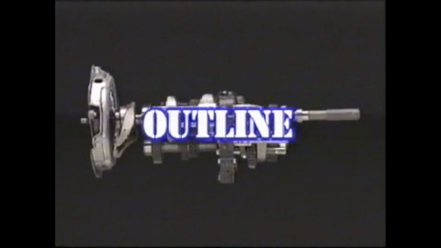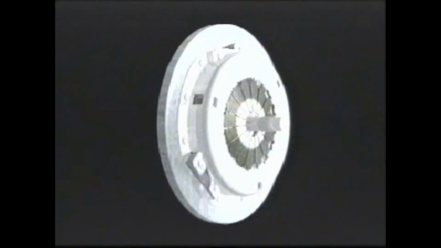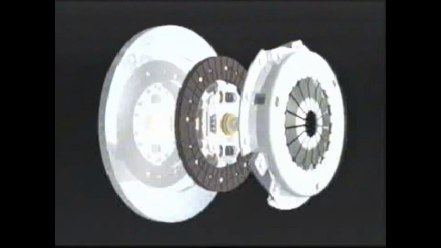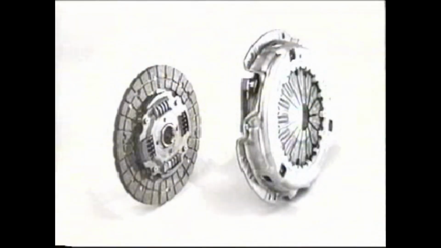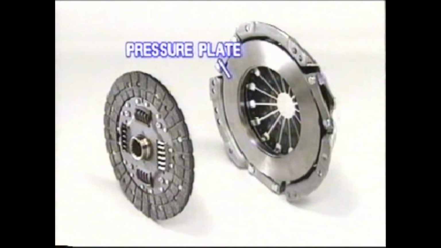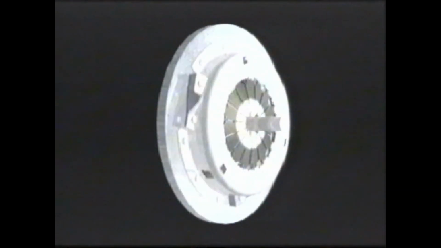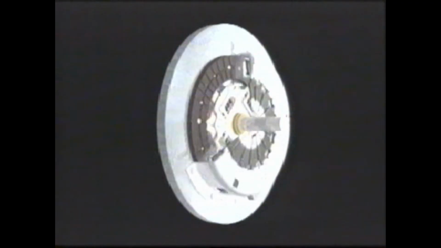The flywheel and the clutch cover on the engine side are united by bolts. Inside the clutch cover, there is a pressure plate which pushes the clutch disc against the flywheel, usually by a diaphragm spring. This pushing power transmits the rotational movements of the engine to the transmission through the input shaft splined with the clutch disc. This is a condition called the clutch is engaged.